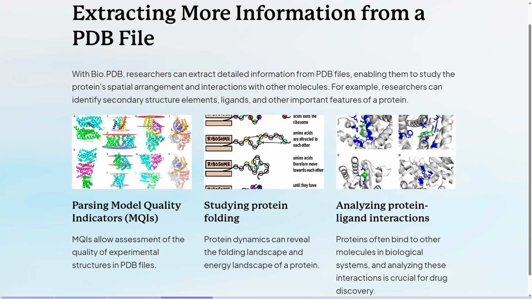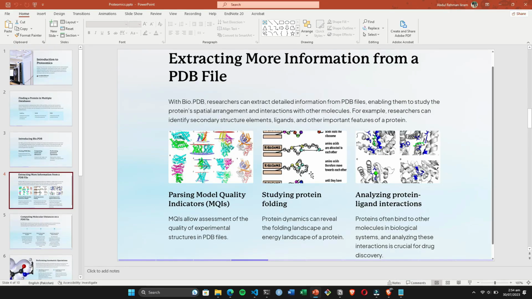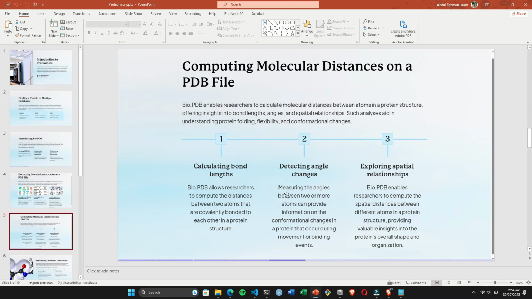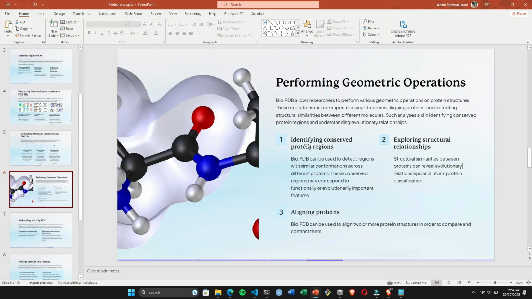We can also parse the model quality that we just did. We can study the protein folding as well. And we can also analyze protein and ligand interaction, which is called docking. Proteins are often combined with other molecules, which you already know is called docking in bioinformatics, if you know about that. And then we can also calculate the bond length, angle changes, and their spatial relationship that we just discussed. And also we can identify some conserved protein regions by using BioPDB, explore the structural relationship, and also align some proteins.